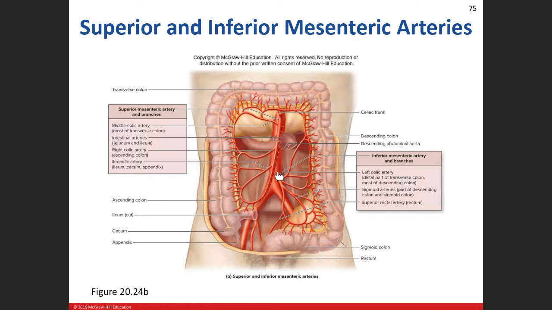Over here we have the inferior mesenteric artery and its branches. The left colic heads up here towards the splenic flexure, so it's going to supply the distal portion of the transverse colon and then the descending colon. Then we have our sigmoid arteries. Where are they? Here and here and here. All these little branches are going to supply the sigmoid colon. And then we have our last branch here that's going to head down towards the rectum, the superior rectal artery. Pretty much the only branch that heads back that way.